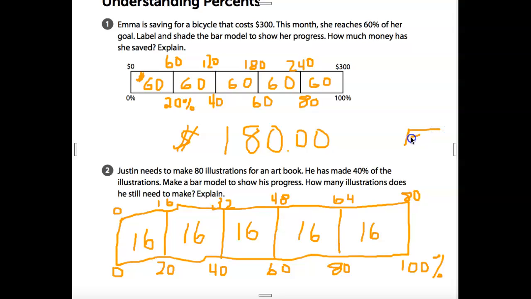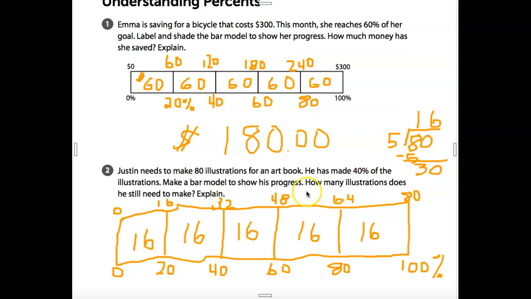And let me see if I can show you that. So 80 divided by 5. 5 goes into 8 once. And then we subtract. 8 take away 5 is 3. Bring down our 0. How many 5s are in 30? 6. That's where we got the 16. So 16 illustrations, and then 40% is 32. 60% is 48. 80% is 64, and of course all of them is 80.